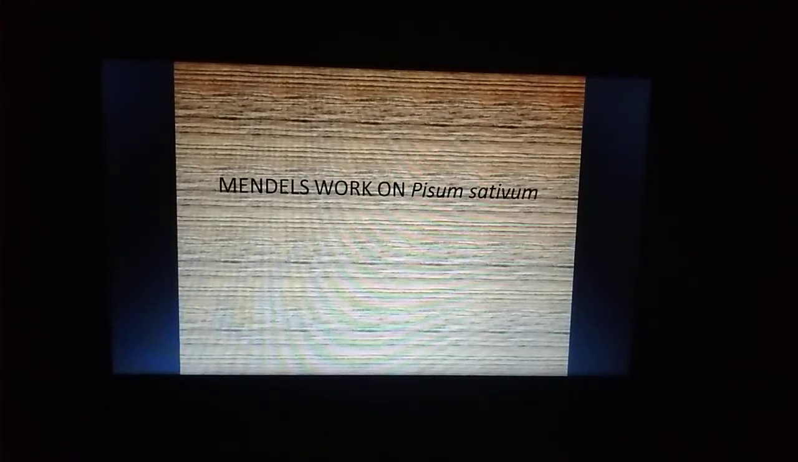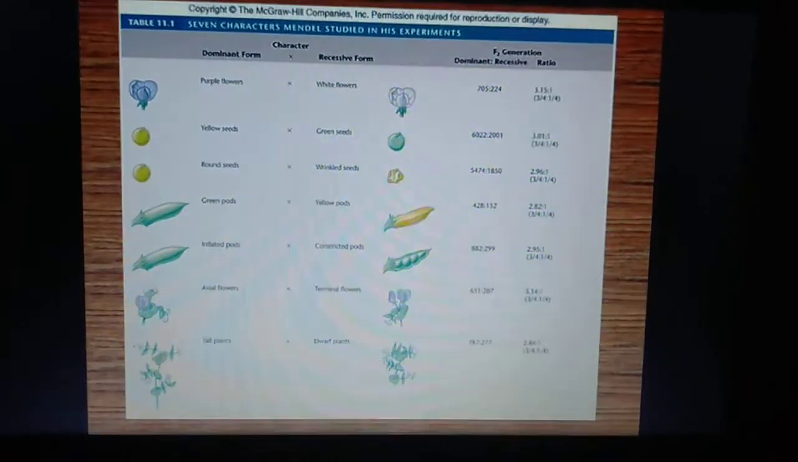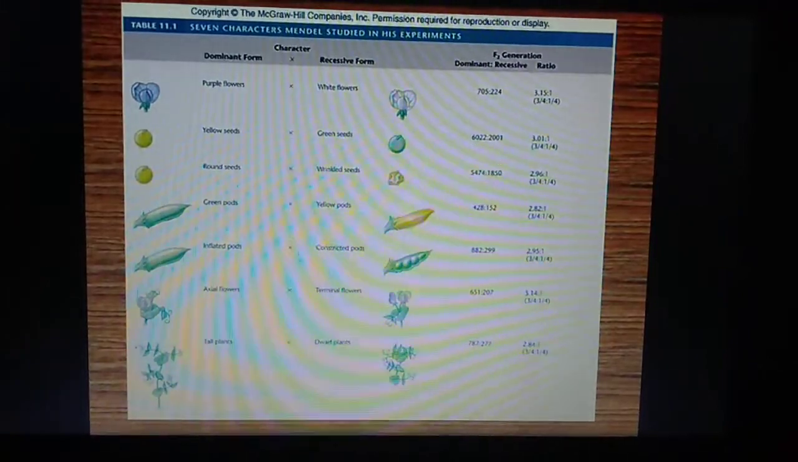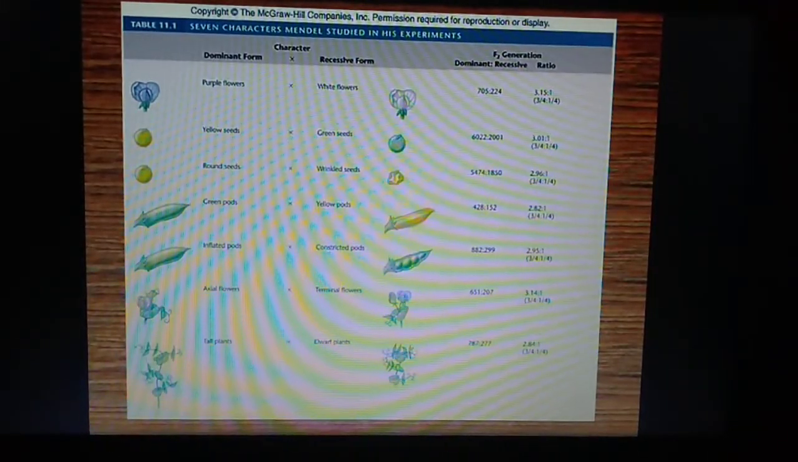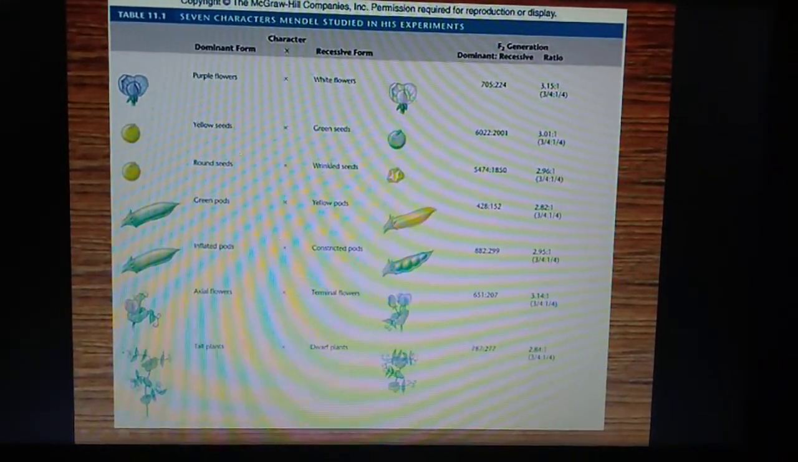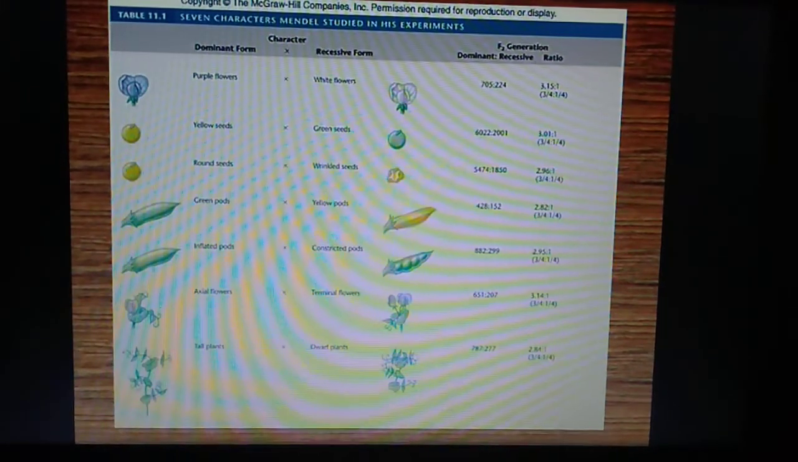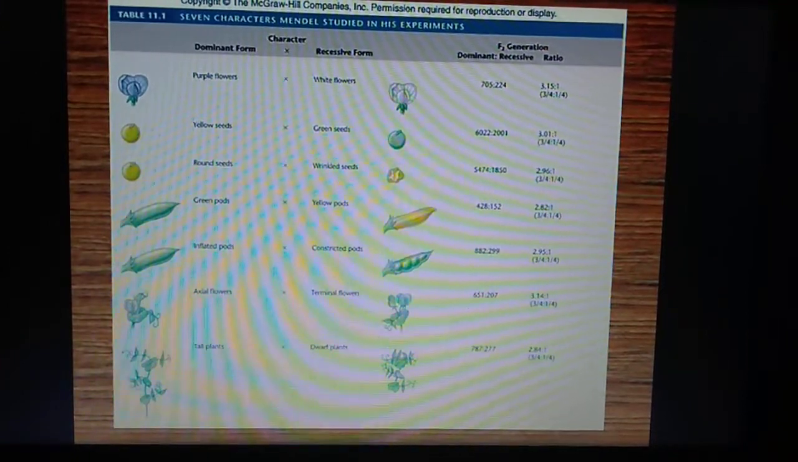Mendel was a monk who lived in a monastery, and he had a garden for cultivating this pea plant. Let us see the 7 contrasting characters which were taken by Gregor Mendel for his studies. These are the dominant characters and these are the recessive characters. A dominant character is the one which gets expressed in the offspring, whereas a recessive character gets suppressed in the offspring.